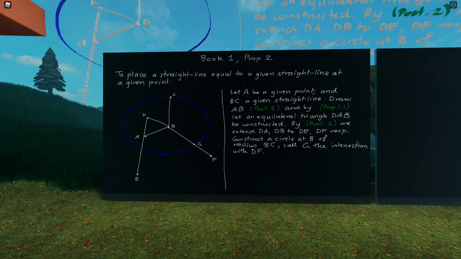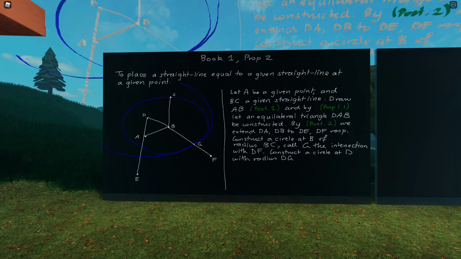So construct a circle at D with radius DG. That goes off much further.